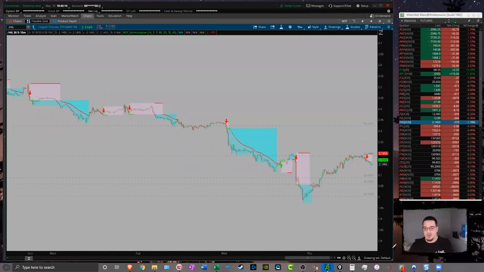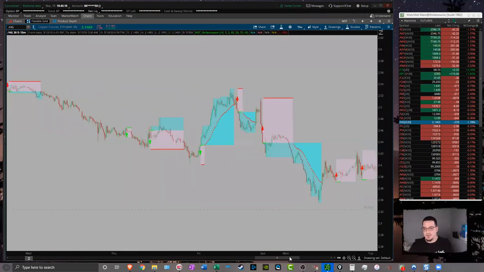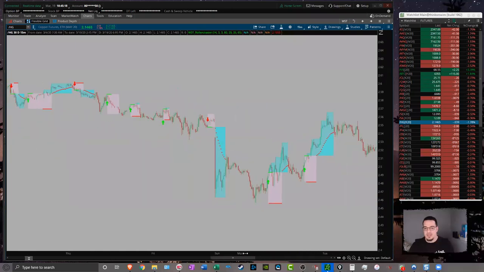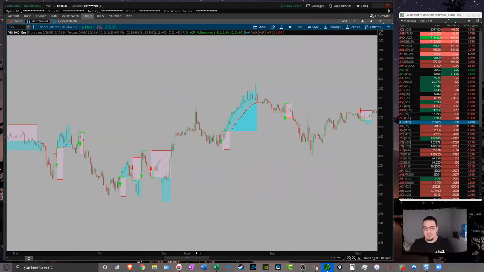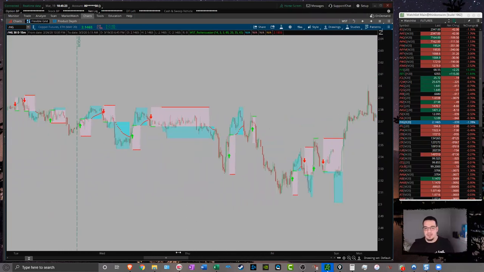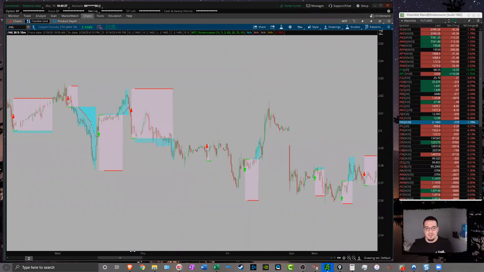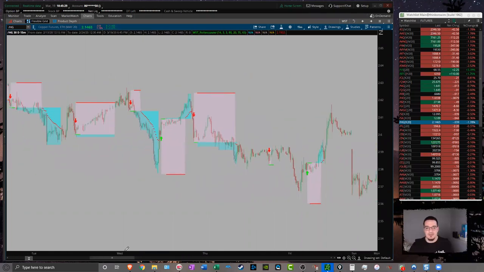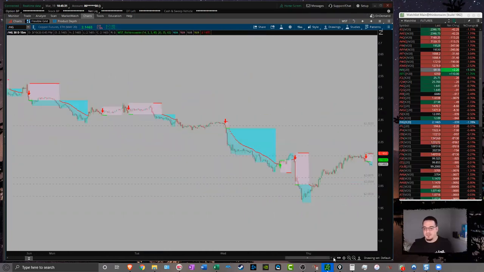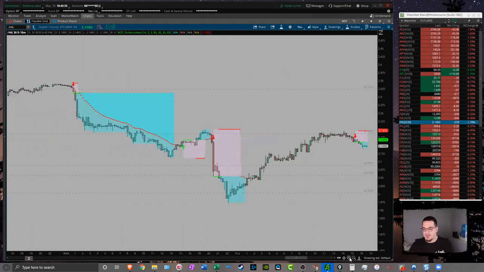Fifteen-minute looks nice as well here. I mean, volatility is making a lot of these time frames look pretty nice. Super big risk on the 15-minute, though. As far as I know, there's no micro contract for copper.